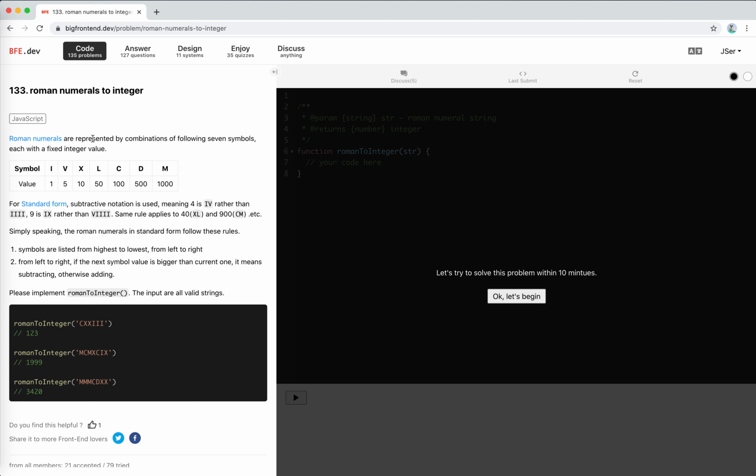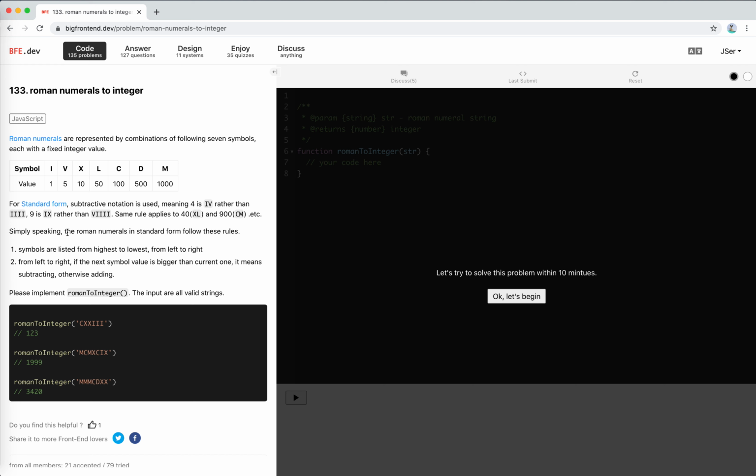Okay, Roman numerals are represented by combinations of the following seven symbols: I, V, X, L, C, D, M. For standard form, subtractive notation is used, meaning 4 is IV rather than IIII, and 9 is IX rather than VIIII. Same rule applies for 40 and 900.